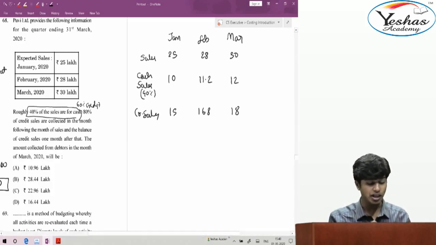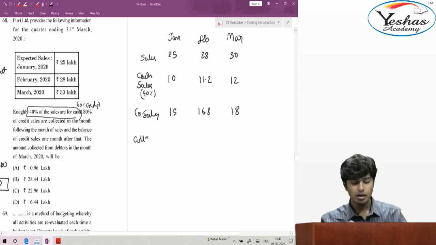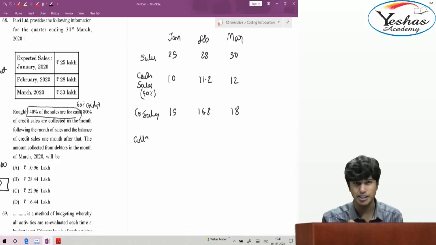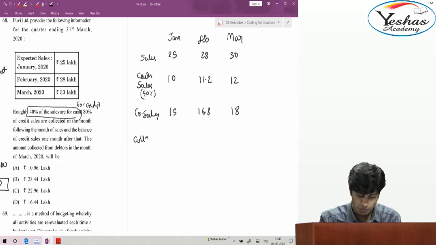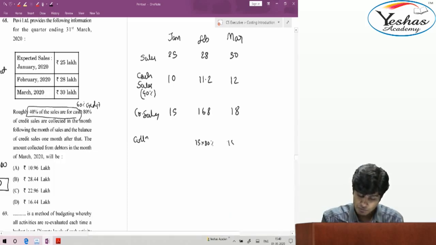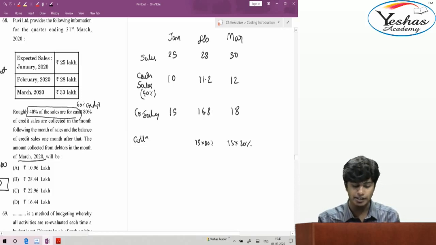Okay, 80% of the credit sales are collected in the following month. Now see here, collection. What will happen? Now for the month of January, there is 15 lakhs of credit sales. Out of this, 80% will be collected in February, 20% will be collected in March. I'll do 15 into 80%, 15 into 20%. You get that? They're asking us to do it for the month of March. So this is how it goes. And with respect to the 16.8, there will be no collection here.